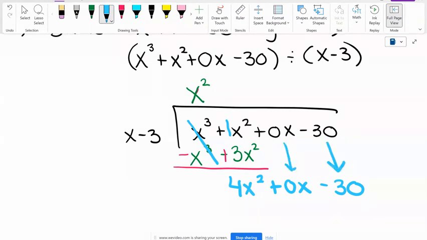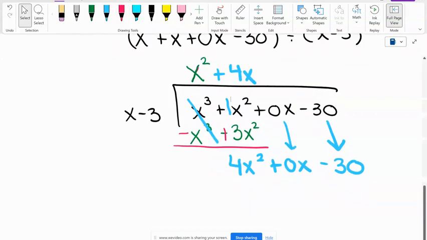So now we're going to do that same process all over again. I'm going to take the x and I'm going to look down here now in my blue. I'm going to say, well, x times what will give me 4x squared? 4x. So on top of our division, we're going to write plus 4x. Now that 4x is going to distribute into the divisor. So 4x times x is going to be a 4x squared. 4x times negative 3 is going to be a negative 12x.